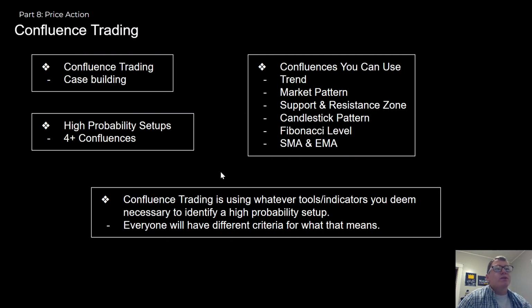And just understand that Confluence Trading is using whatever tools or indicators that you deem necessary to identify a high probability setup. Everyone's going to have different criteria for what that means. For example, some people might use RSIs and divergence and volumes and Elliott waves and all kinds of stuff. And that's fine. If that's you, cool, that's awesome. But I don't do that. So I'm not even going to talk about indicators, just because I don't use them, and it would be a disservice to you if I'm sitting here trying to tell you how to use something that I don't even use in my own trading.